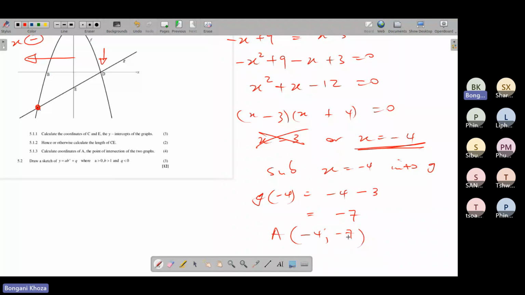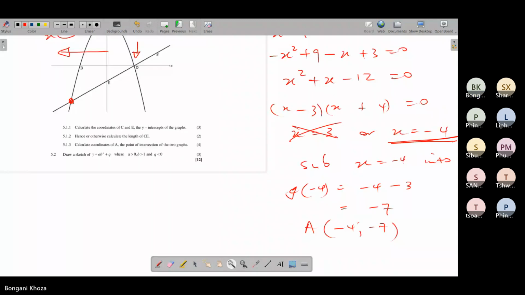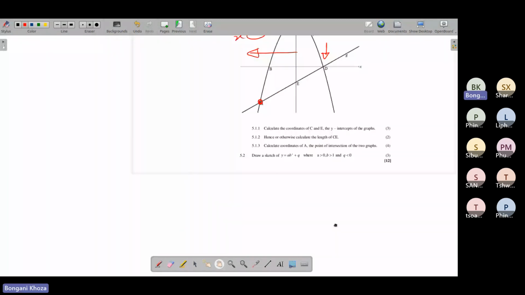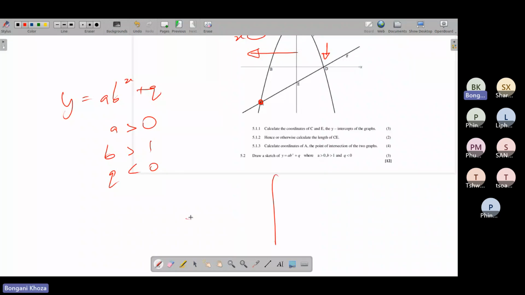Any questions regarding that one? No, sir. Okay. Next, we are asked to draw a sketch of the graph y equals a times b to the x plus q, where a is positive, b is greater than 1, and q is less than 0. That means it's an exponential graph. You just have to remember the shape of your exponential graph.